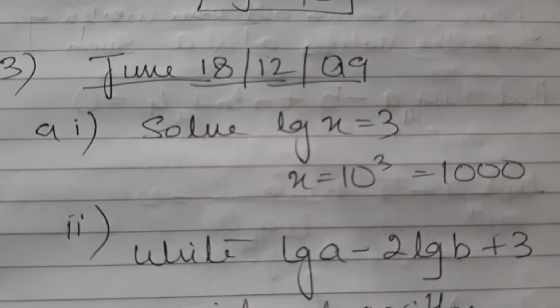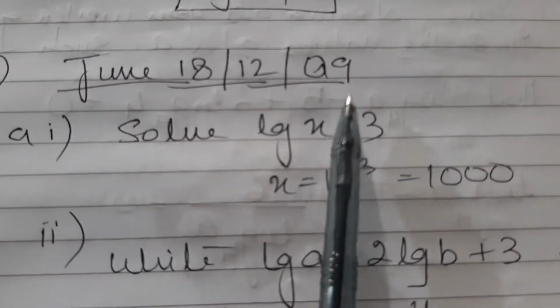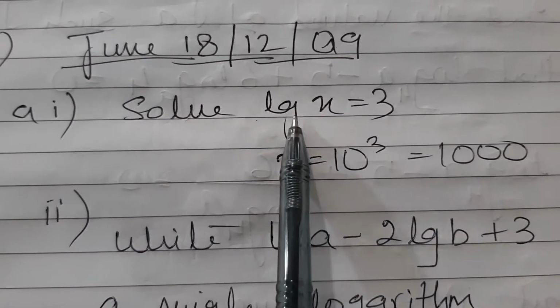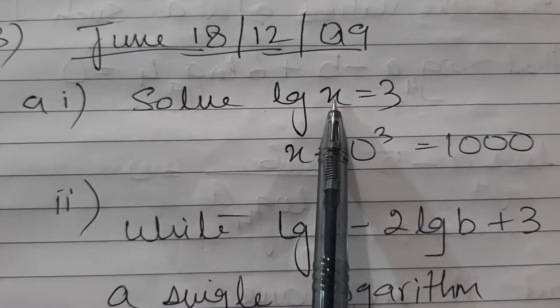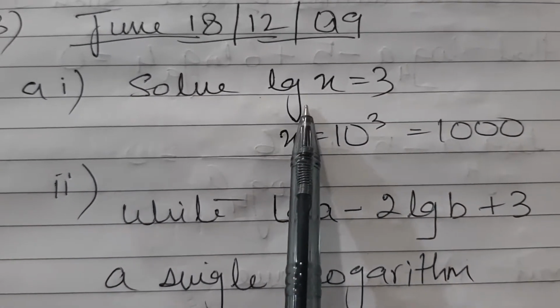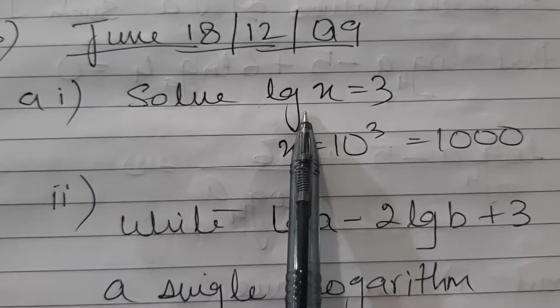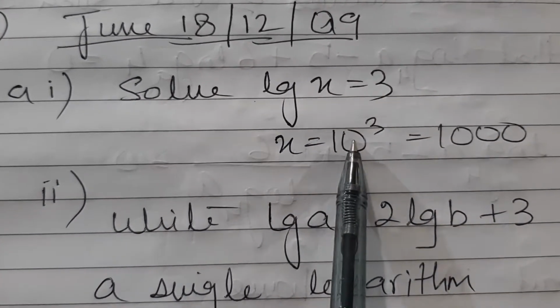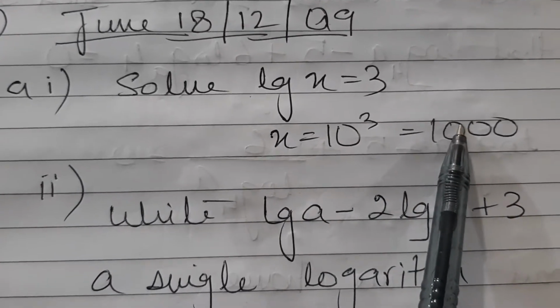Okay, this question I have taken from June 18 variant 1, question 9. Part 1 of this question was very simple. It was saying solve log x equals 3, which means the base is 10. So a very simple one-line solution: x equals 10 power 3, which equals 1000.